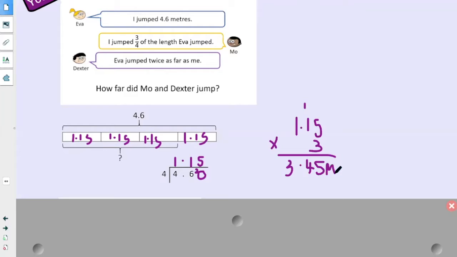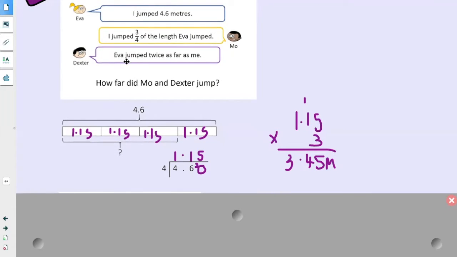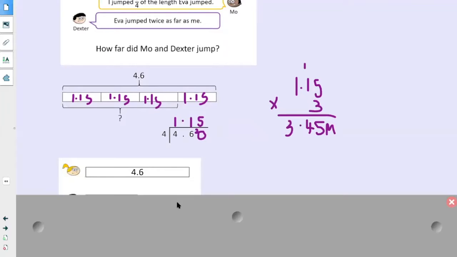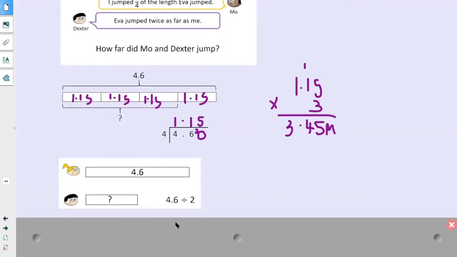My unit of measurement there. So Eva jumps 4.6, Mo jumps 3.45, and then we now need to find out about Dexter, who says that Eva jumped twice as far as he did. So for this, we're drawing out bar models again. Eva's value is 4.6 and Dexter's is half of that amount. So all I'm doing is 4.6 divided by 2, which is 2.3.